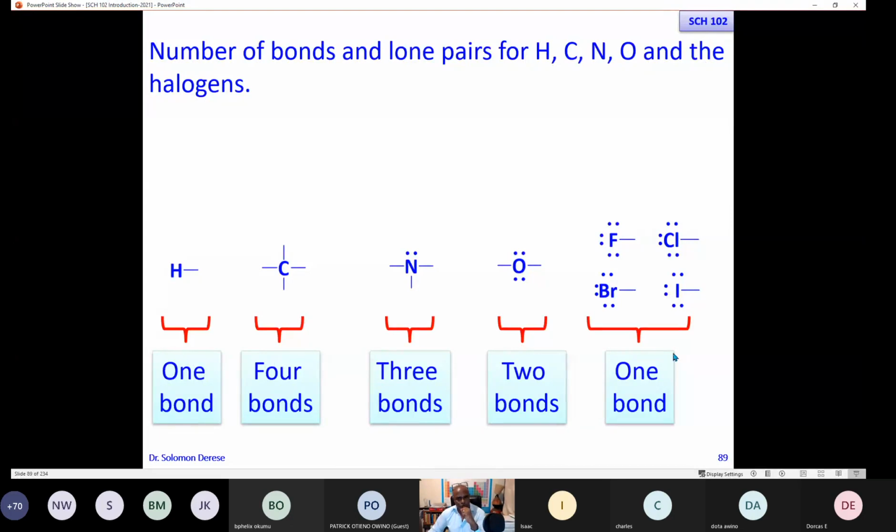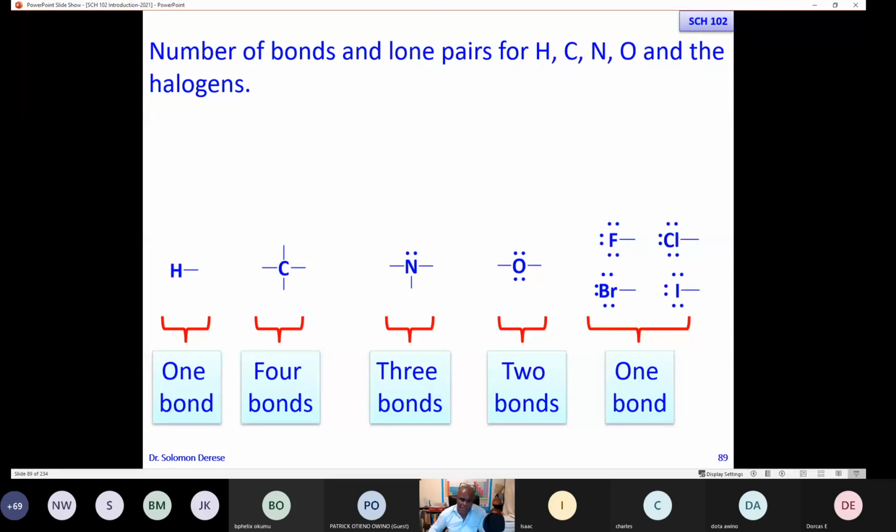Okay, so you should know this, because when you are drawing the chemical structure of an organic molecule, which determines its properties, you'll be writing the number of bonds a particular atom forms. Carbon forms four bonds, hydrogen forms one, halogens form one, oxygen forms two, and nitrogen forms 3 bonds.